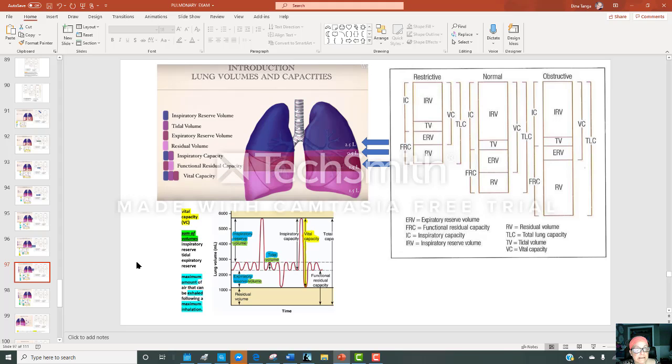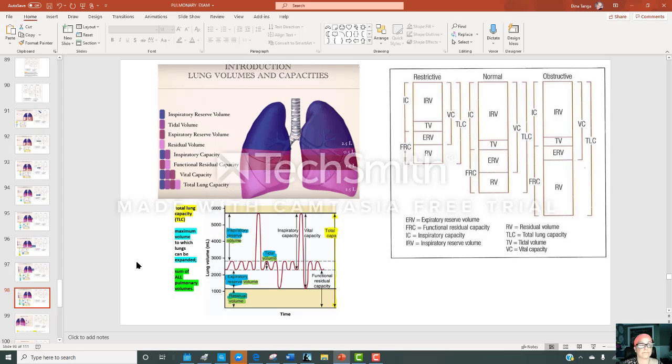Your vital capacity are the top three. Your inspiratory reserve volume, your tidal volume, and your expiratory reserve volume is your vital capacity. Then you have your total lung capacity, which has all of the volumes together: inspiratory reserve volume, tidal volume, expiratory reserve volume, and residual volume.